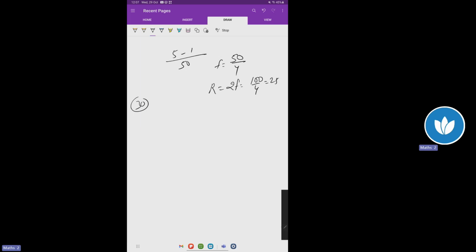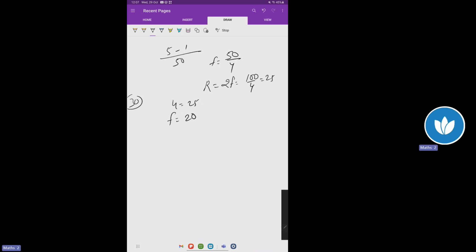30. A point object is placed at a distance of 25 centimeters from a convex lens. u is 25. Focal length is 20. When a glass slab of thickness t and refractive index 1.5 is inserted between the lens and the object, the image is formed at infinity. The lens is a convex lens actually, and this distance is 25 centimeters.